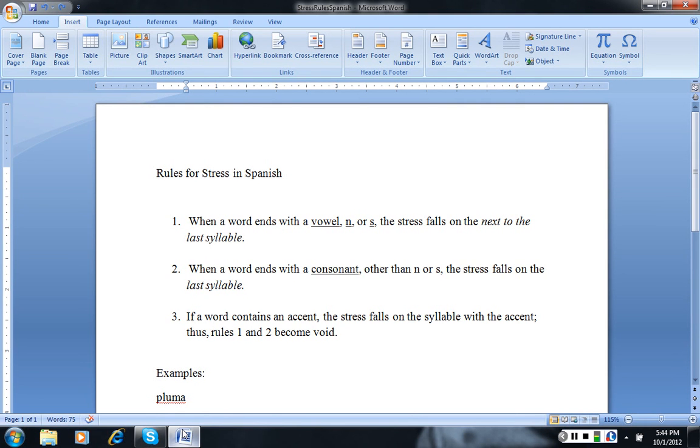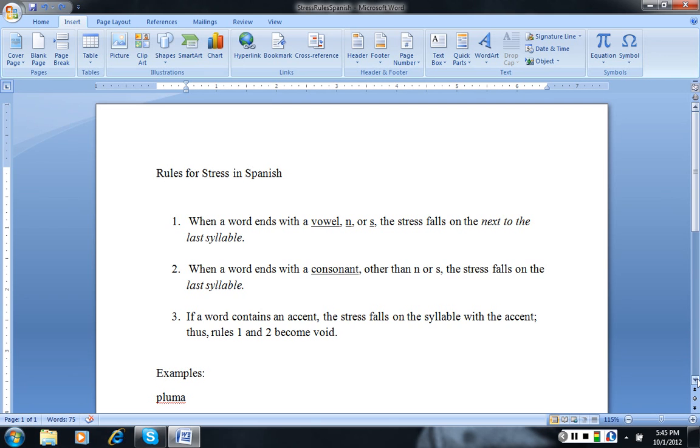Okay, the first rule is when a word ends with a vowel, N or S, the stress falls on the next to the last syllable. Number two, when a word ends with a consonant other than N or S, the stress falls on the last syllable. Number three, if a word contains an accent, the stress falls on the syllable with the accent. Thus, rules number 1 and 2 become void.